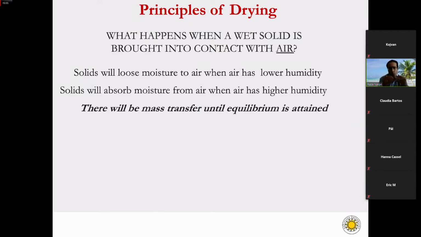Normally in drying operations, we try to keep the humidity of air or gas much lower than the moisture or humidity of the wet solid. And this process keeps on going until the driving force collapses. Then there will be mass transfer until equilibrium is attained.